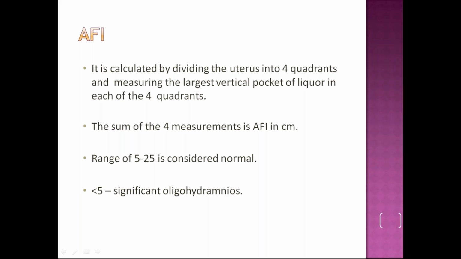But if you find the sum is somewhere less, 1 centimeter, 1 centimeter, 1 centimeter, and 0 here, then it is less than the normal value. Anything less than 5 we will say oligohydramnios. Anything more than 25 we will call polyhydramnios. In between, 5 to 25 is taken as normal.